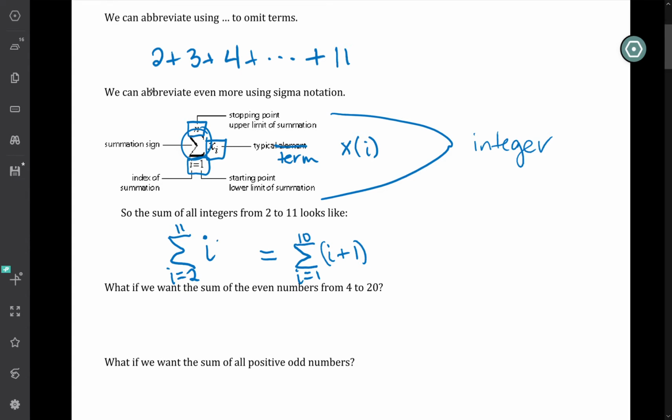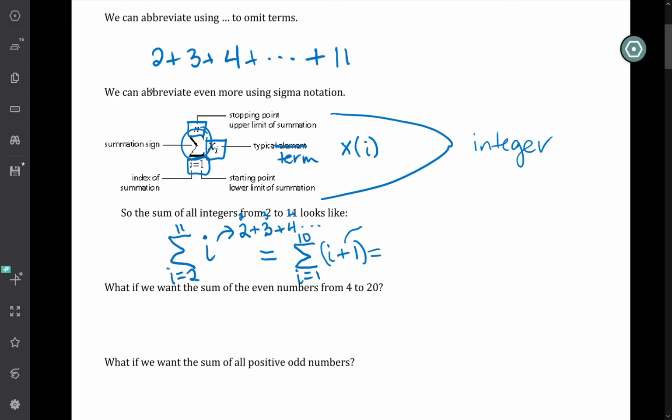If we're looking at the first one, it says first plug in 2, and our formula is really simple. It's just whatever your i value is, that's the term. Then you tick up by 1, and you're plugging in 3, and then you tick up by another, and you're plugging in 4, and then you just keep going until you hit 11. This one says you start at i equals 1, so this was i equals 2, 3, 4, not very exciting.